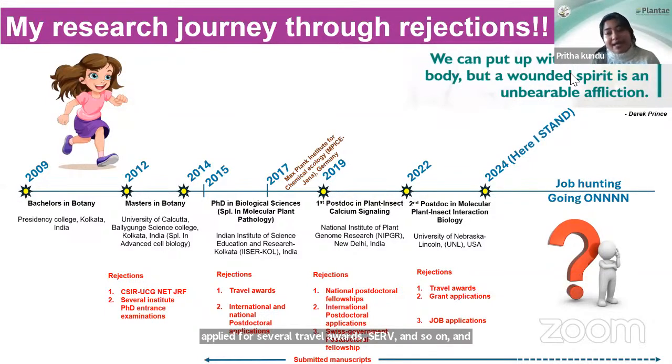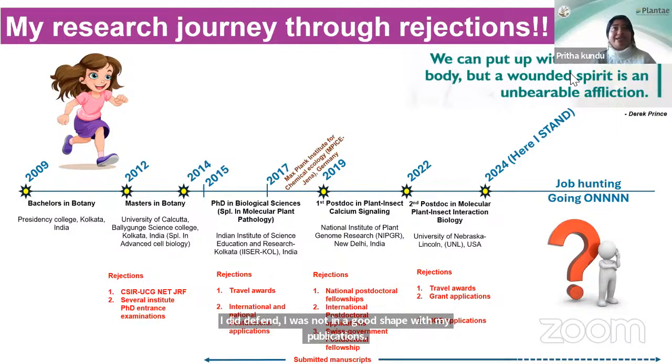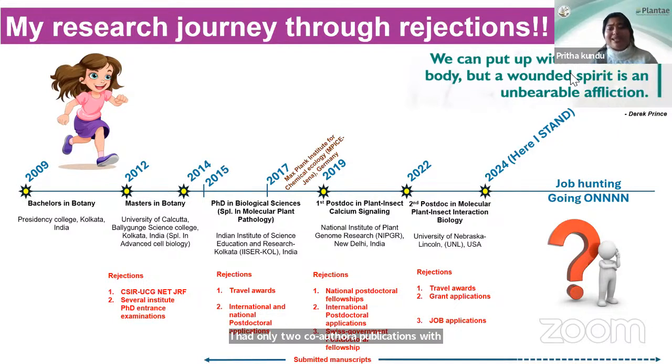I applied at the final stage for several international postdoctoral fellowships, but I did not get it. I would say that you have to make, again, realistic goals. When I did defend, I was not in good shape with my publications. I had only 2 co-author publications. With that, if you try to get into the top-notch institutes, that can be a setback.